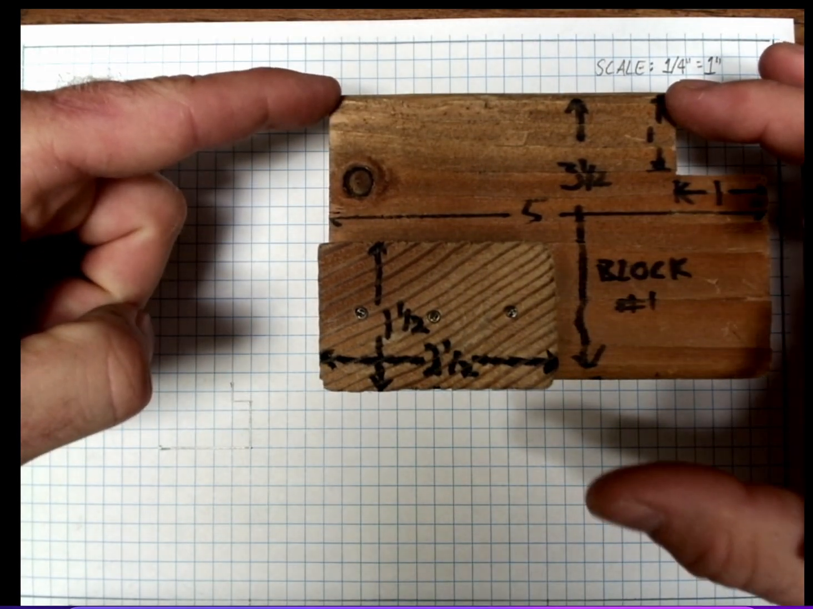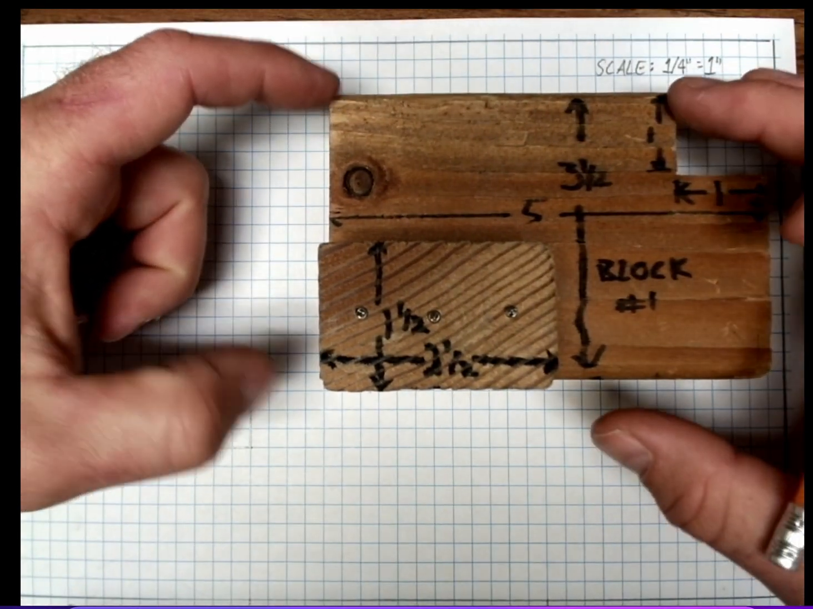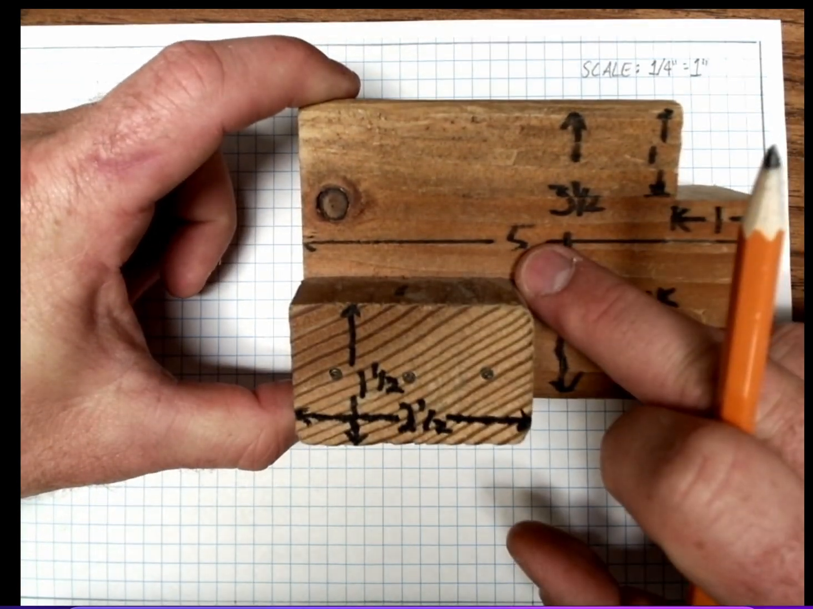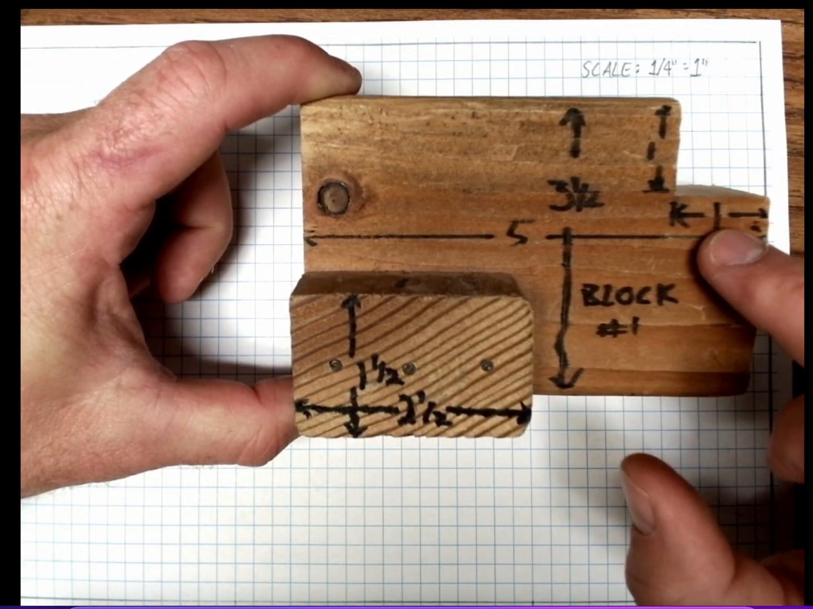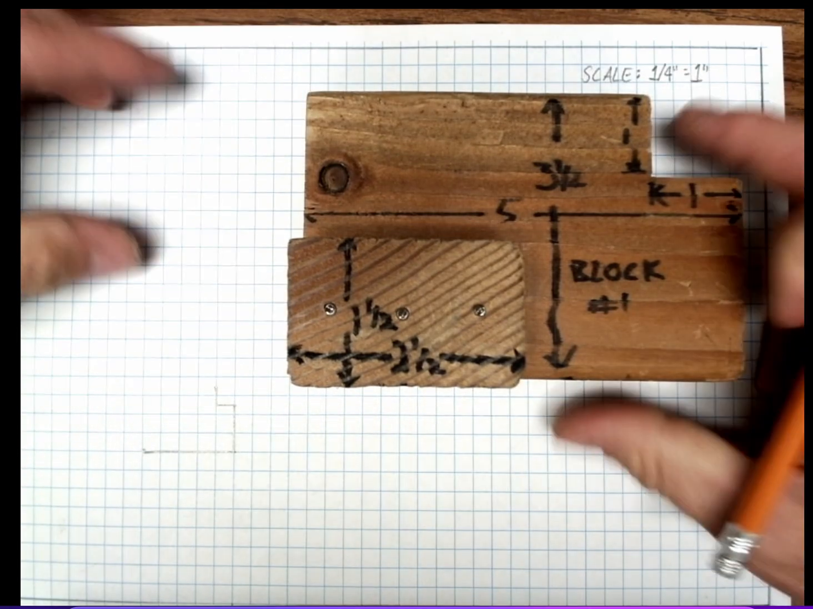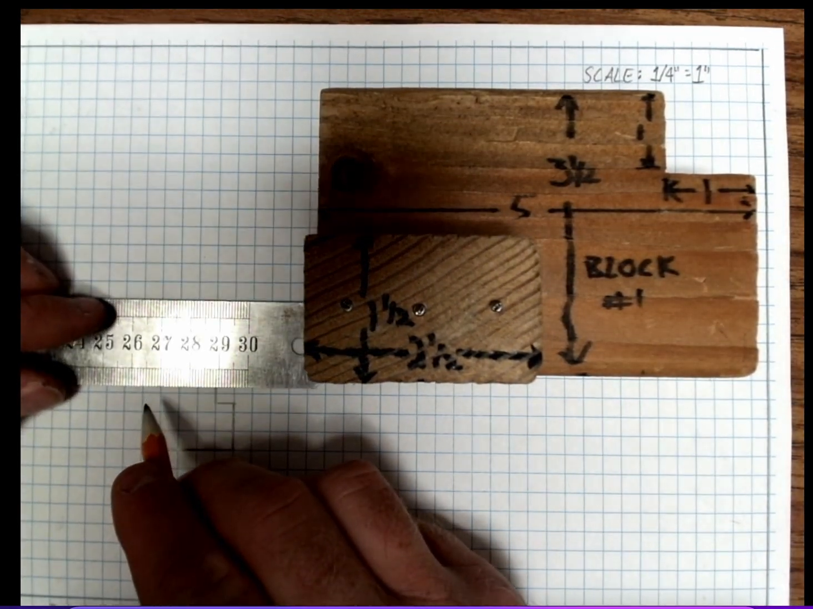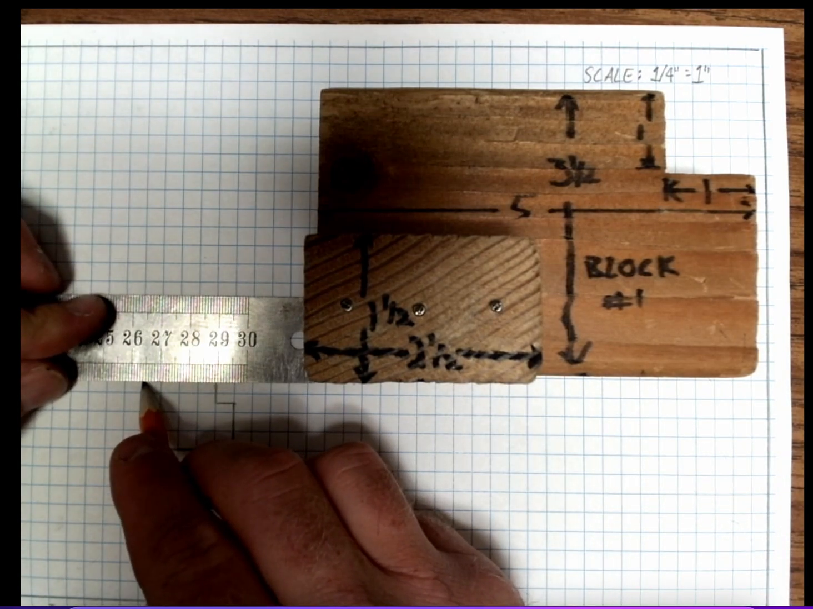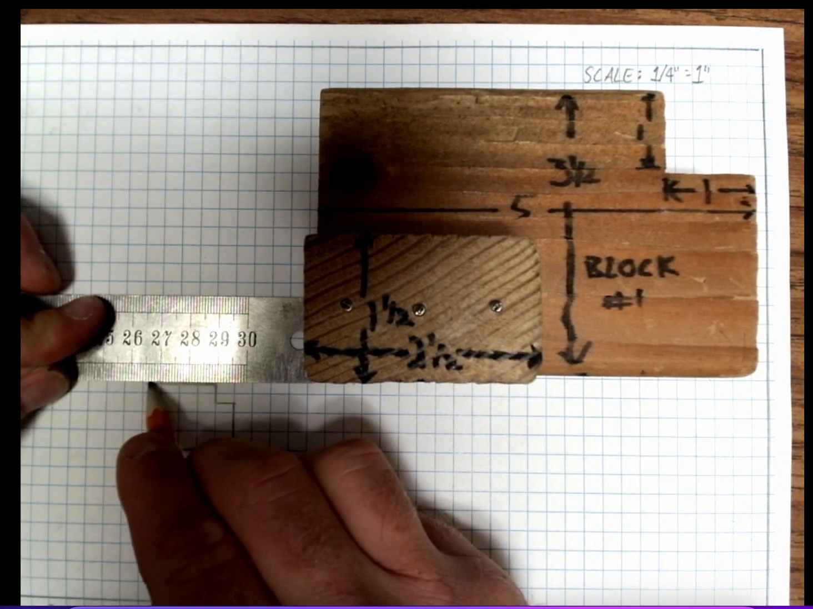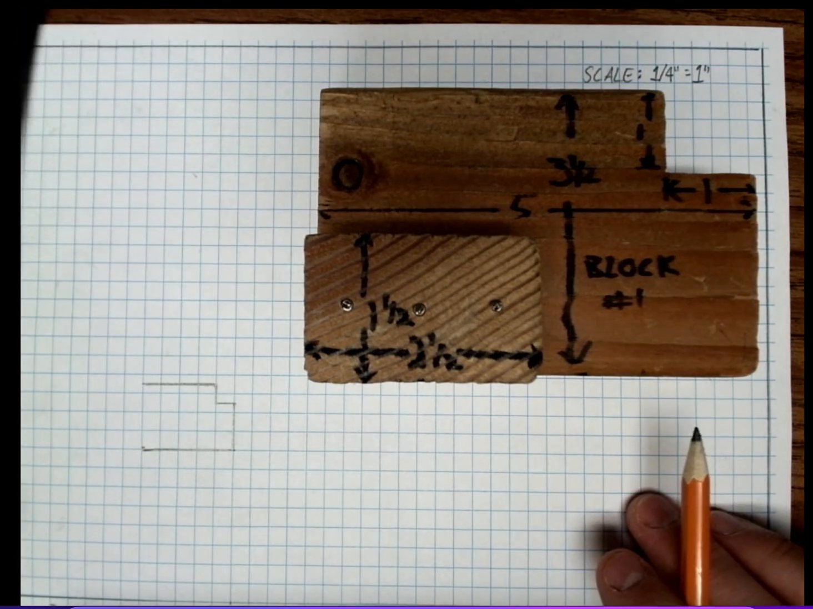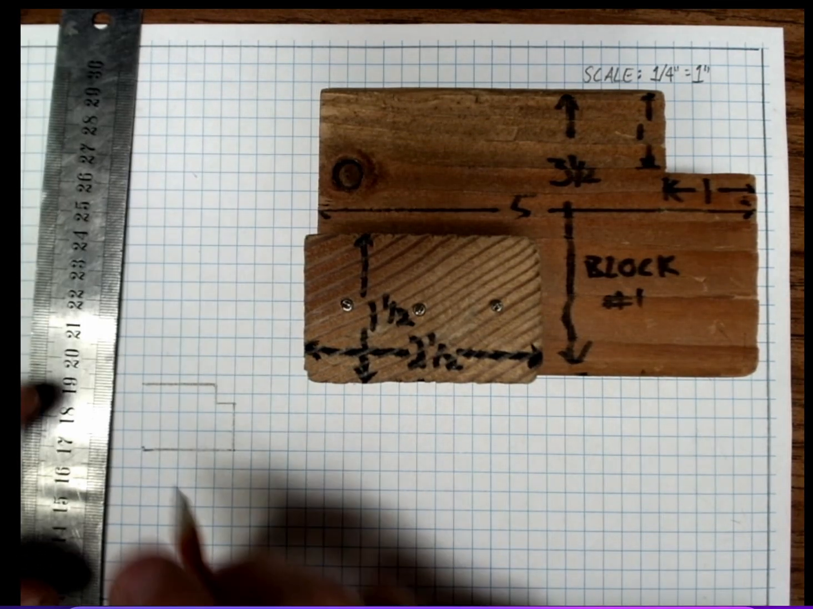Now I need to do my top. Again, it's not written, but I have enough to find it. 5 overall, minus 1 here, leaves 4 here. So I'm going to come back 1, 2, 3, 4. Okay, and I'm going to close my shape. Should be 3.5.